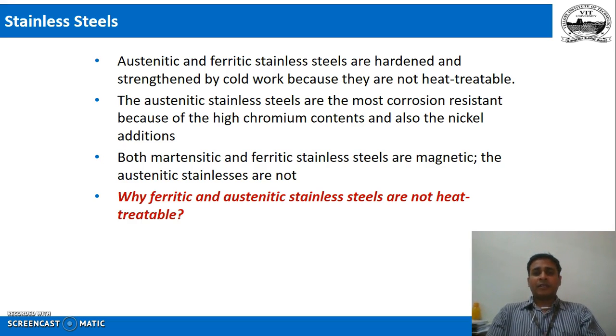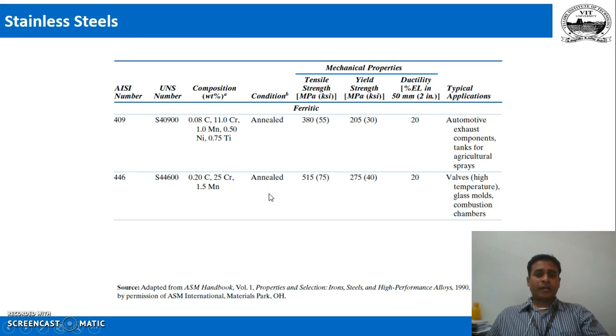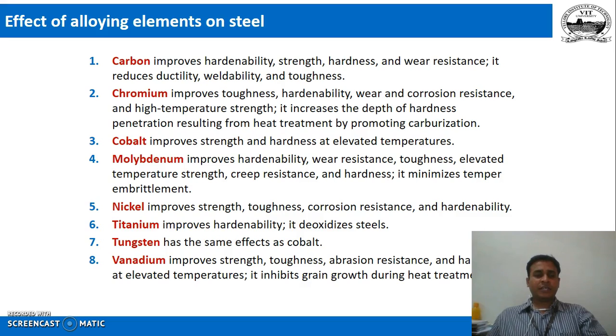So that way your austenitic stainless steels and ferritic stainless steels are non-heat treatable, whereas your martensitic stainless steels are heat treatable. Now if somebody asks, can you heat treat austenitic stainless steel, you should tell no, and you should also give the reasons. Both martensitic and ferritic stainless steels are magnetic. That is one important difference. Here I asked the question why ferritic and austenitic stainless steels are not heat treatable. Anyway, I have answered that even before asking. So these are the examples of different stainless steels.